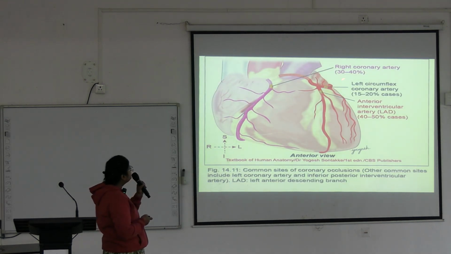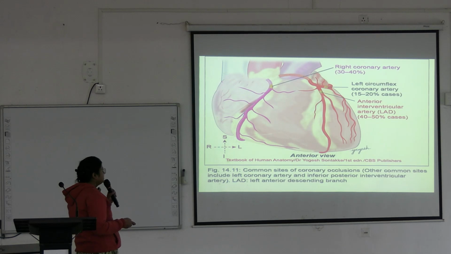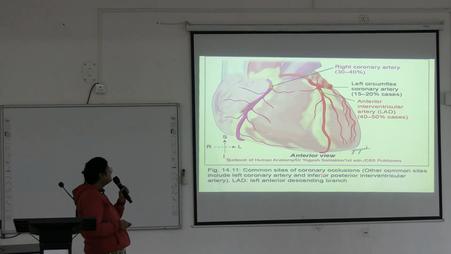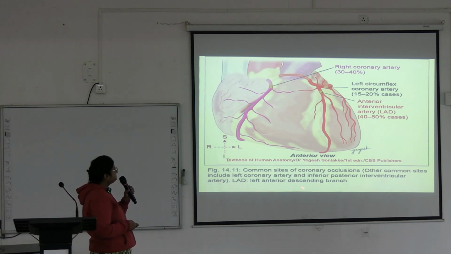See here, these are the blockage areas. Here the left anterior descending artery, the anterior interventricular artery, is blocked. In 40 to 50% of cases this occurs, the right coronary artery is blocked in 30 to 40% of cases, and in 15 to 20% of cases the left circumflex coronary artery is blocked. These are common sites of coronary occlusions. Other common sites include the left coronary artery main trunk and the inferior posterior interventricular artery.